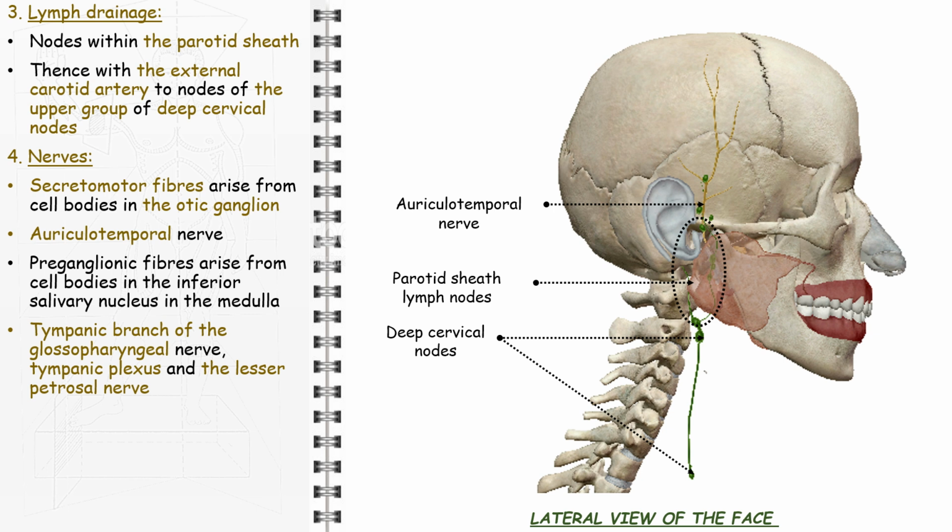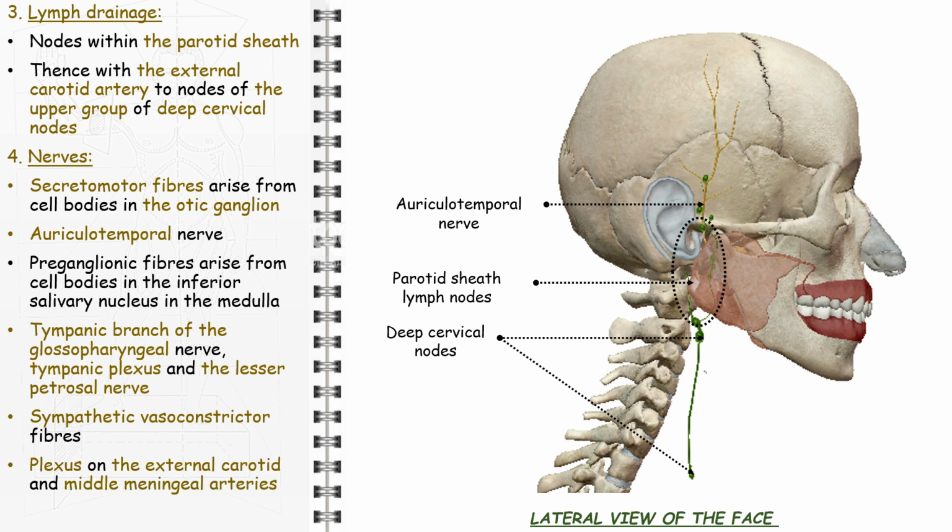Sympathetic vasoconstrictor fibers reach the gland from the superior cervical ganglion by way of the plexus on the external carotid and middle meningeal arteries. The gland itself receives sensory fibers from the auriculotemporal nerve, but the parotid fascia receives its sensory innervation from the great auricular nerve at C2 level.